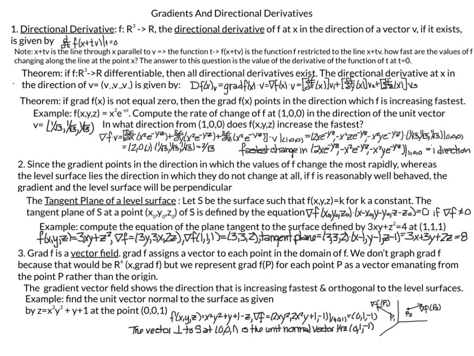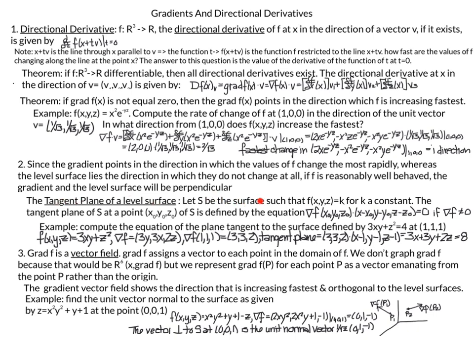This next theorem: the gradient points in the direction in which values of f change the most rapidly, whereas the level surface lies in the direction in which they do not change at all. So if f is reasonably well behaved, the gradient and level surface will be perpendicular. So we have the second way of computing a tangent plane. This is the tangent plane of a level surface.